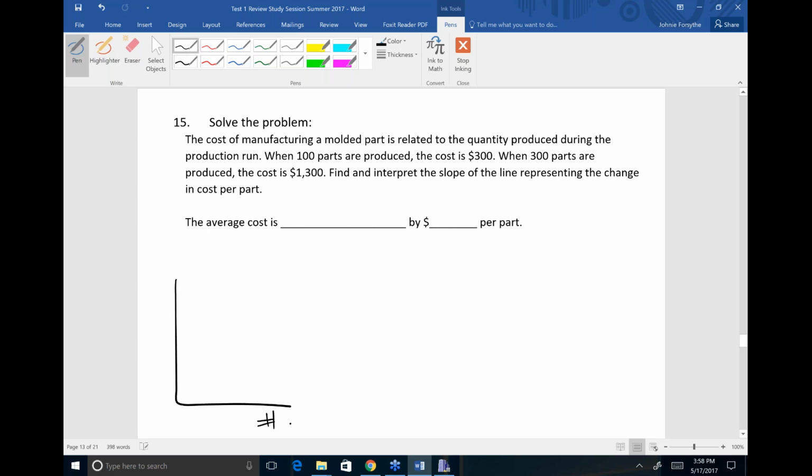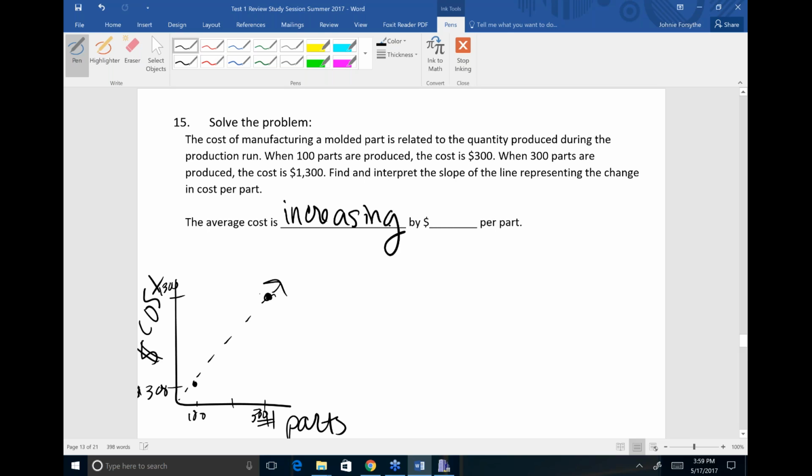So we have the number of parts and then the cost. So let's say this is 100, 200, 300. So 100 parts are produced, the cost is $300. So that would be like here. When 300 parts are produced, the cost is $1,300. That would be like over here. So what's the rate of change from this point to that point? So is it increasing or decreasing? It's definitely increasing. So that would be how we would describe it.